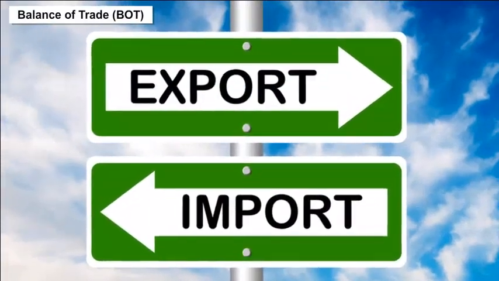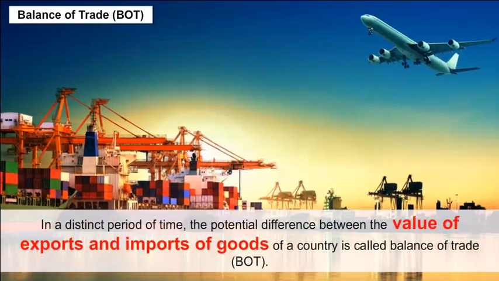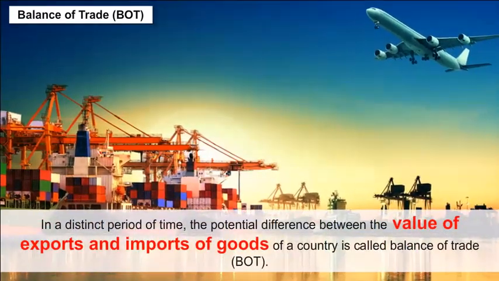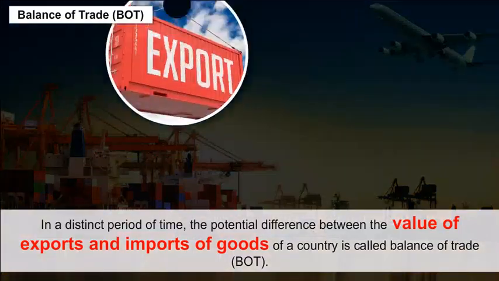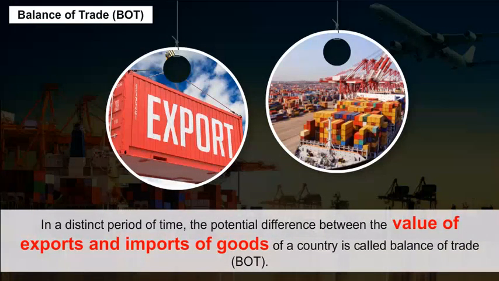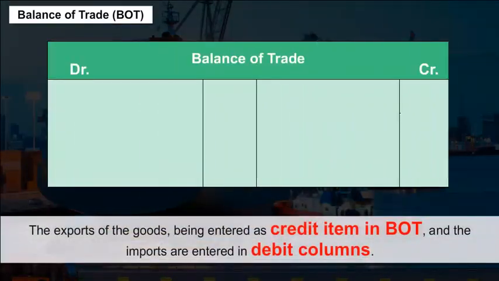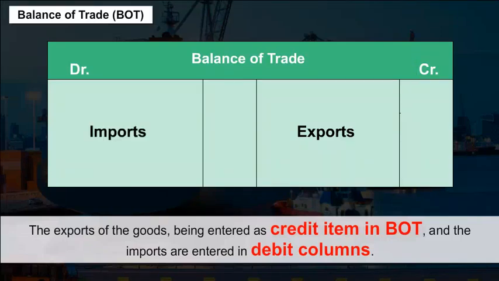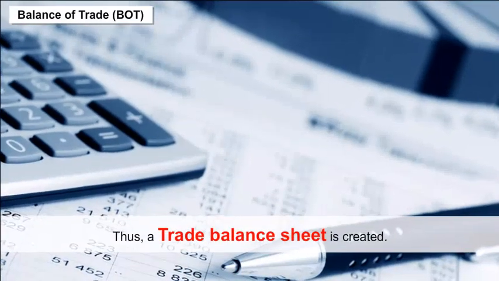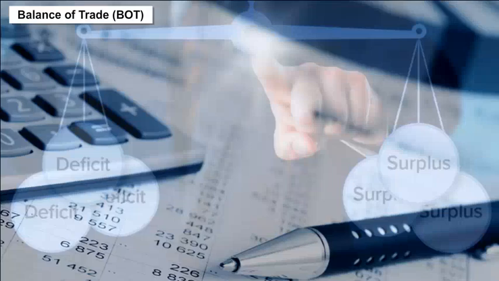Balance of trade, BOT. In a distinct period of time, the difference between the value of exports and imports of goods of a country is called the balance of trade, BOT. The exports of goods are entered as credit items in BOT and the imports are entered in debit columns. Thus, a trade balance sheet is created.